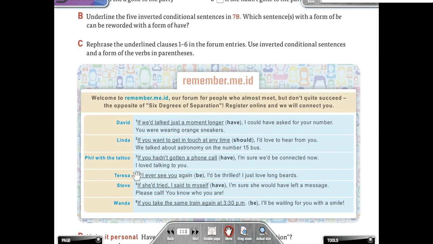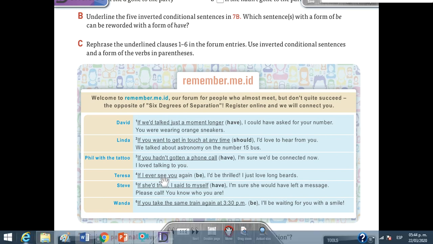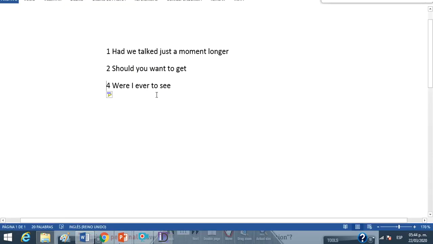What are we going to put first? Where? Okay, "I ever," and important. How are we going to put this verb? "To see." Excellent. Well, so the correct answer is "were I ever to see." It's not so difficult. I think it is the best way to analyze it. Yes, this is the best way.